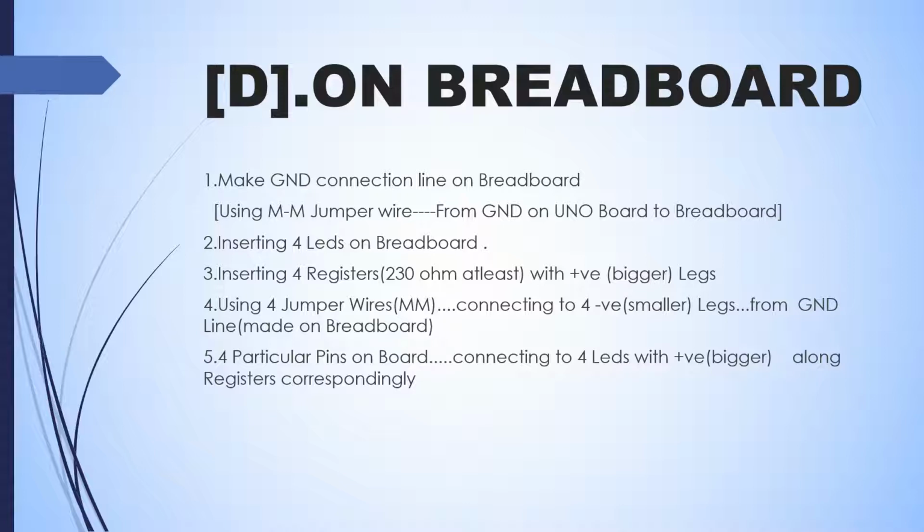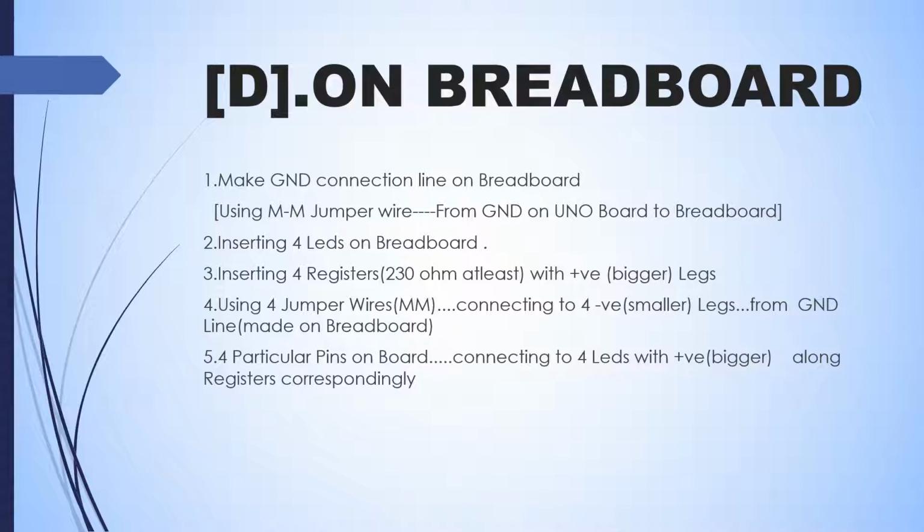An LED has two sides: one is longer, one is shorter. The longer leg belongs to the positive side, and the shorter leg belongs to the negative side. The shorter leg you must connect to the ground, and to the positive side, the longer leg, you have to supply the voltage. Next, again you need 4 jumper wires, connecting the 4 shorter legs to the ground line made on the breadboard.